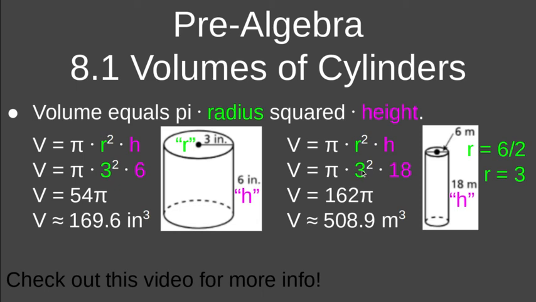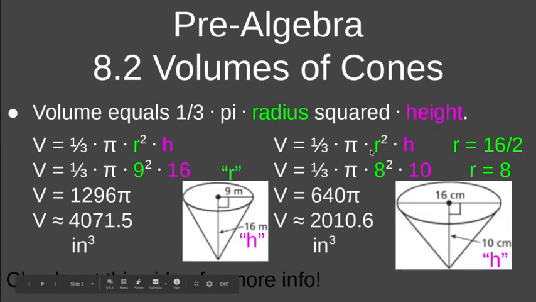Substitute that in. 3 squared is 9. 3 times 3 is 9. 9 times 18, I want to grab a calculator. It happens to be 162. And again, I can type that in. Or if the directions would ever say round to the nearest tenth, the answer is 508.9 meters cubed.